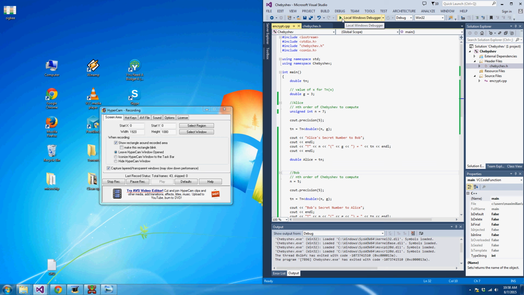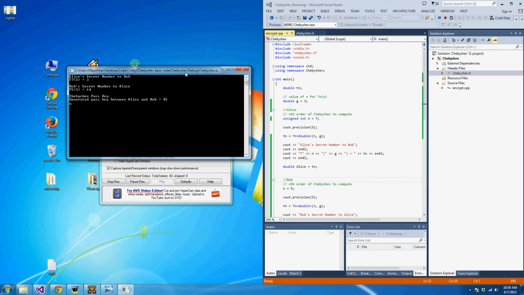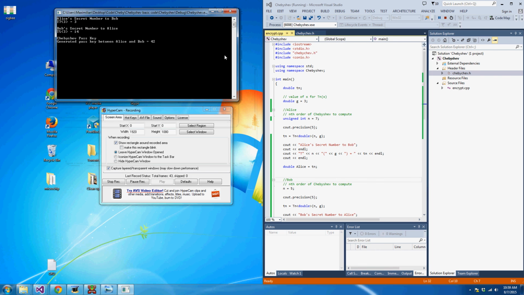And so once again here, we'll run it and we'll see that once again, Alice computed the 7th iteration of the Chebyshev algorithm for its x value of 3, and it came out to a value of 3. And Bob had computed the 5th iteration of the Chebyshev with the same value of 3 and created 14. However, when they were moduloed between each other within the equation, when they both share each other's numbers, we found that both Alice and Bob then came to the value of 42 in creating its own specialized passkey.